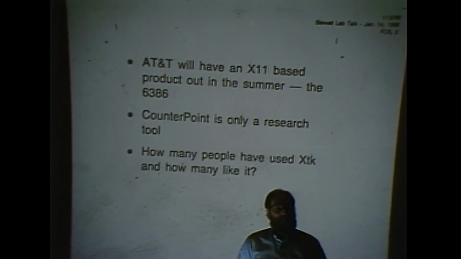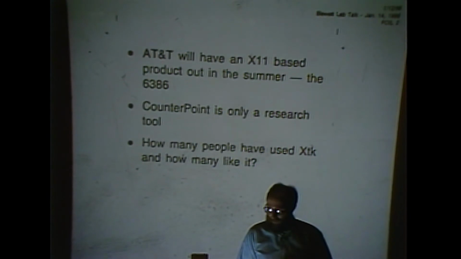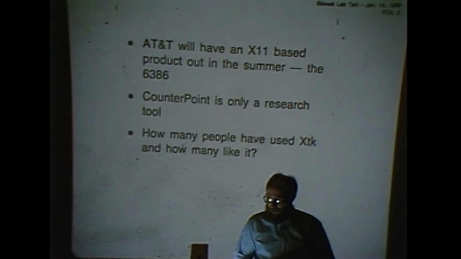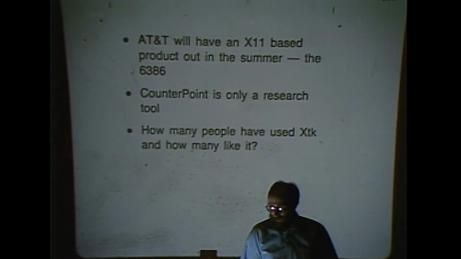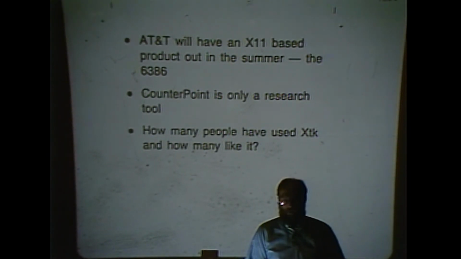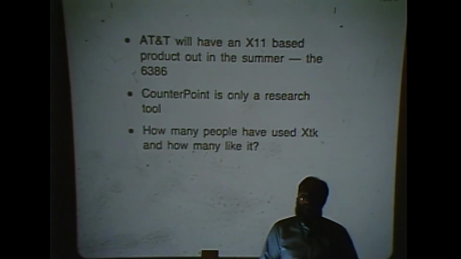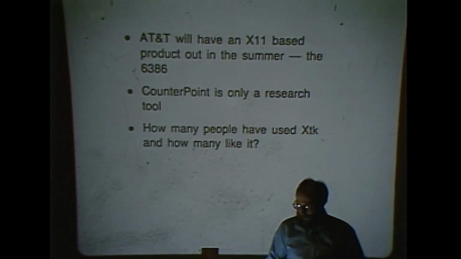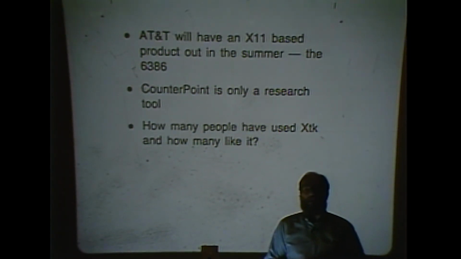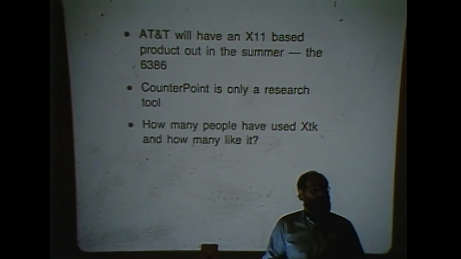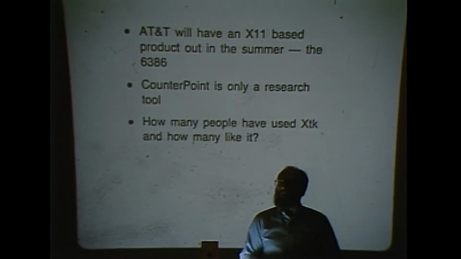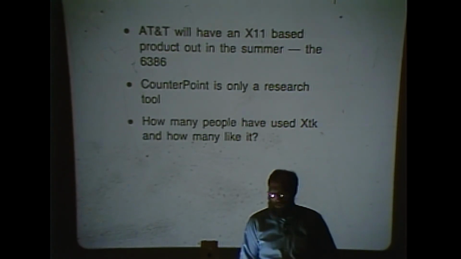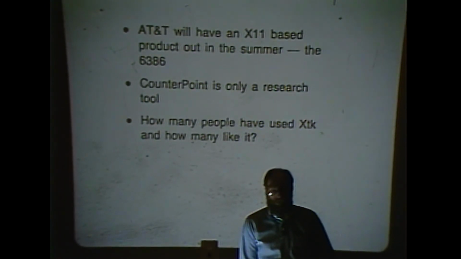So this is kind of a disclaimer slide I've got here. AT&T will have an X-based product out in the summer, and this is what we call our 6386 box, so it's a 8386 box. And we have a whole bunch of people here from AT&T, and if you actually want to talk to the developers who are doing that, I'm sure they wouldn't be too hard to scare up, and I'd sure connect you with any of them if anybody's interested in it.